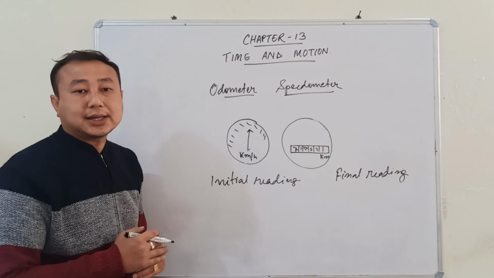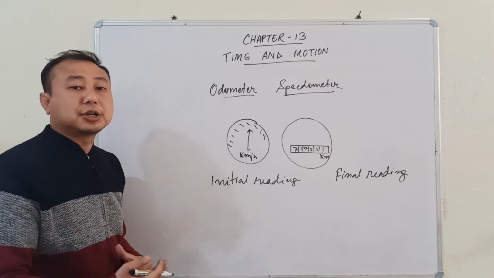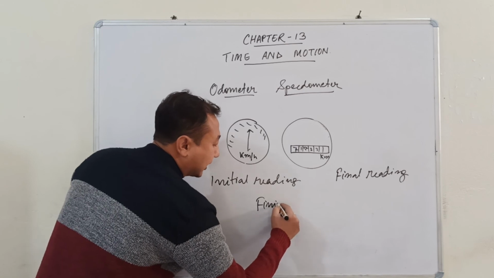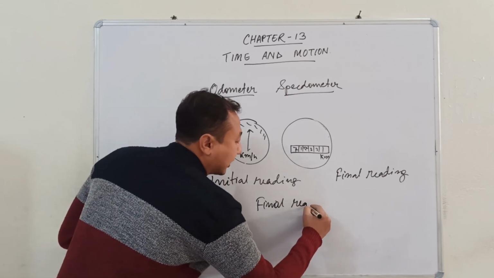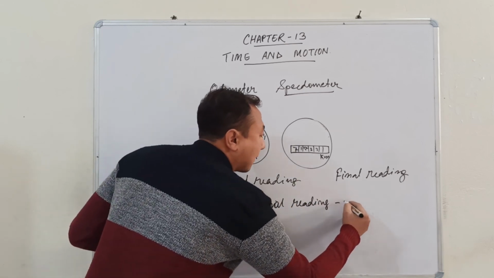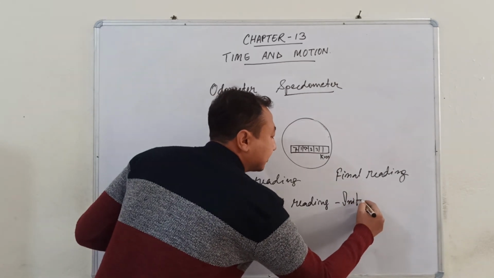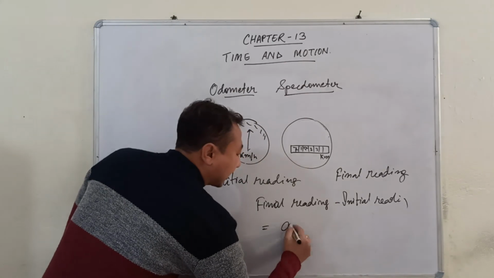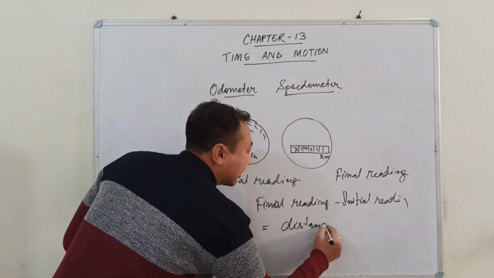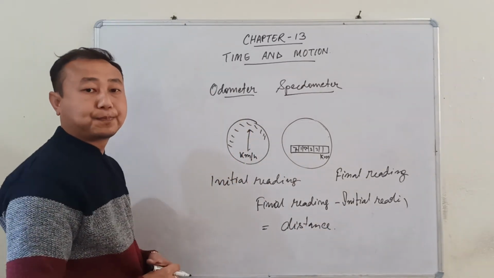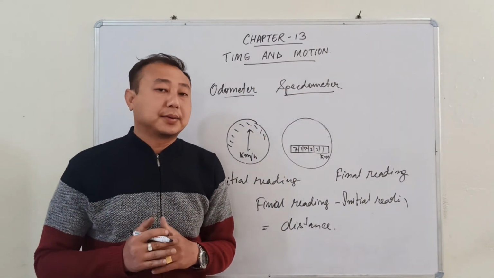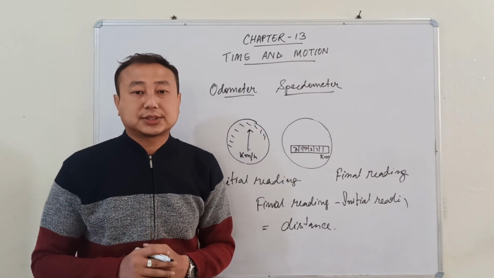So, the distance that is covered by the vehicle during the particular journey can be found out by subtracting the initial reading from the final reading. Final reading minus initial reading will give the distance covered by the vehicle during that particular journey. So these are the things that we discussed in today's class, and this is the end of our class for today.